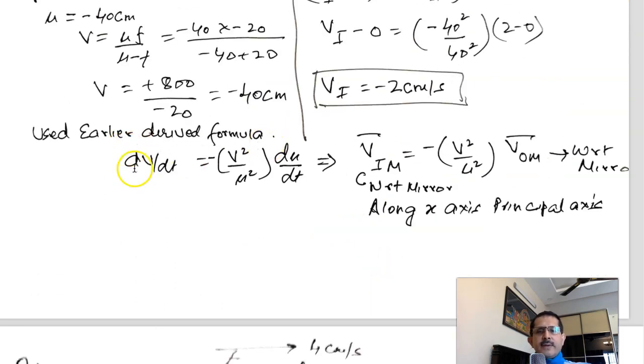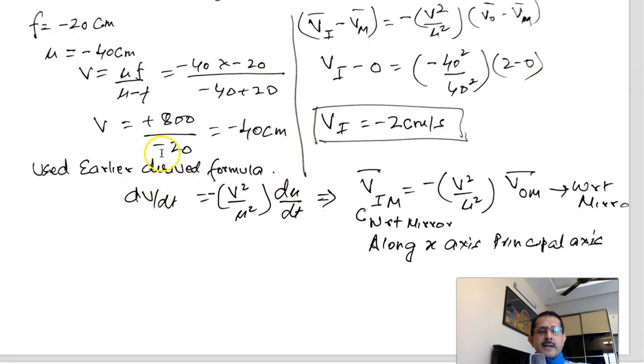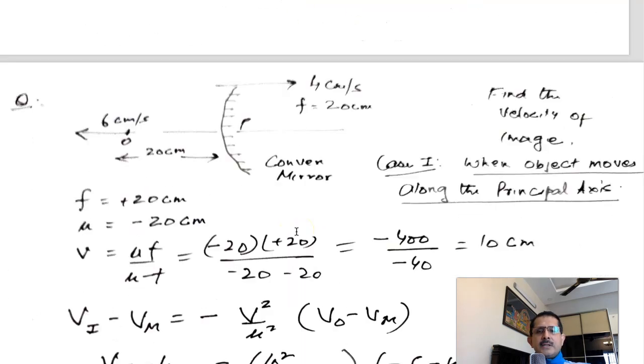The formula which we have used is, again, I'm just reiterating because we'll be using it extensively. dv by dt is equal to minus v square by u square du by dt. Vim is equal to minus v square by u square times vom, with respect to mirror along x-axis, principal axis, and that is what we have used here. Okay, let's do one more question.